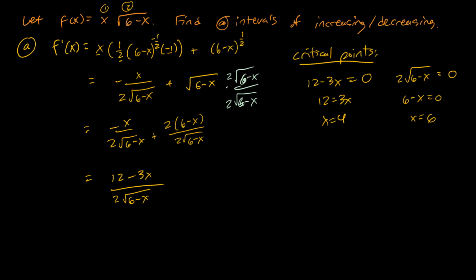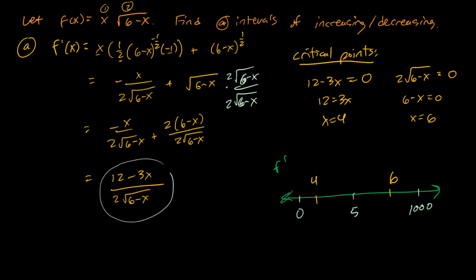Now, using that, how do I find my intervals of increase and decrease? I'm going to set up a number line, and I'm going to mark my critical points on the number line. Remember, this number line is referring to the derivative, and I'm going to pick test points to plug into the derivative to see if they're positive or negative. I'm going to pick 0, for example, something less than 4, something between 4 and 6, how about 5, and then something greater than 6, how about 1,000? And I'm plugging it into the derivative.